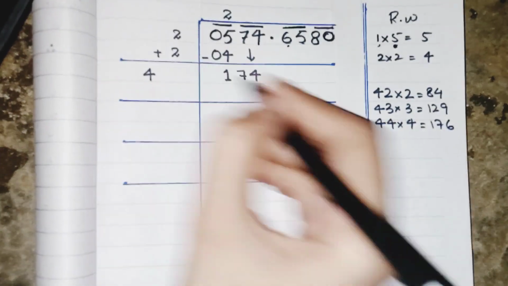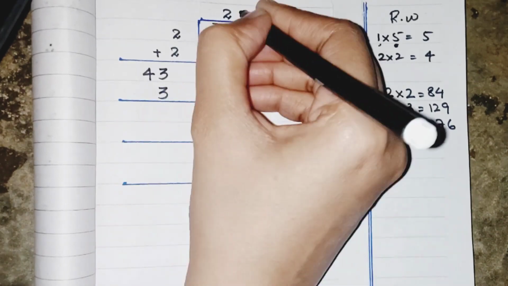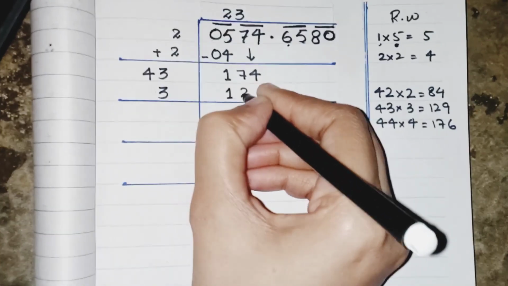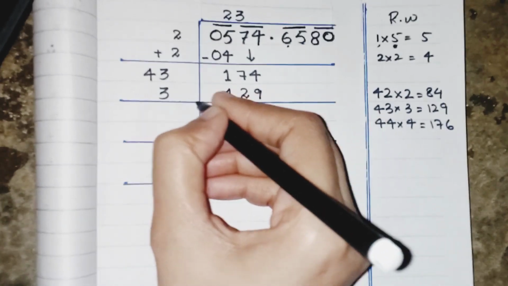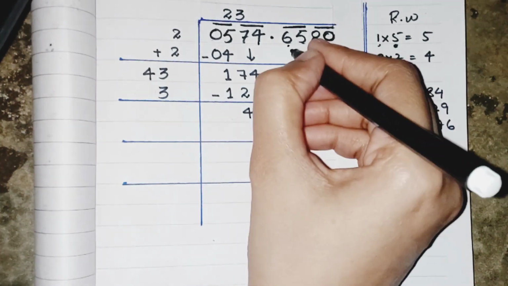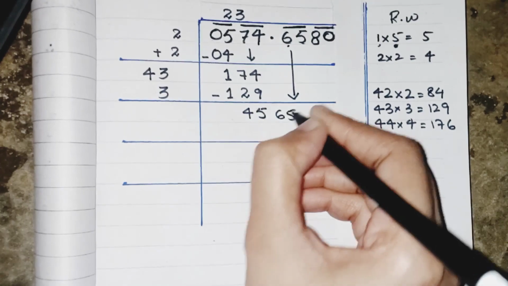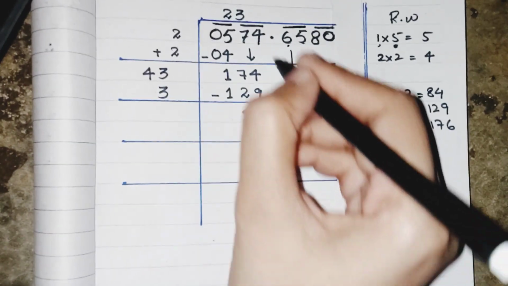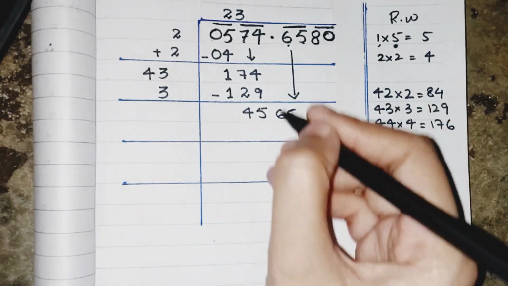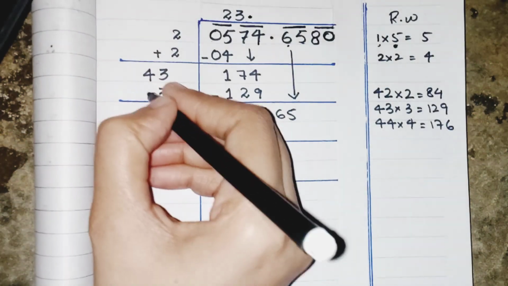The division rule will be the same. I am choosing the 3, so I have to write it 3 times: 1, 2, 3, which gives us the answer 129. After subtraction the remainder will be 45. Now we have to solve the next pair, which is 6, 5. Now my number is 4, 5, 6, 5. Whenever we copy down a pair after the decimal, we have to place a decimal in the quotient as well.